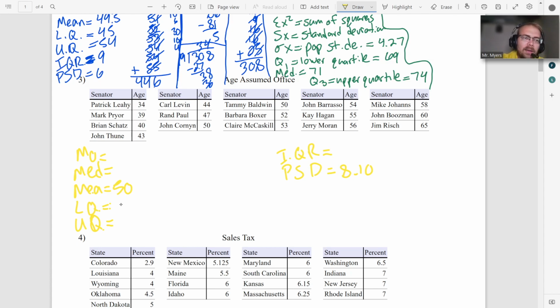Q1 is 43.5. Q3 is 55.5. And the median is 51. And that's everything they give us. So the rest we have to figure out ourselves.